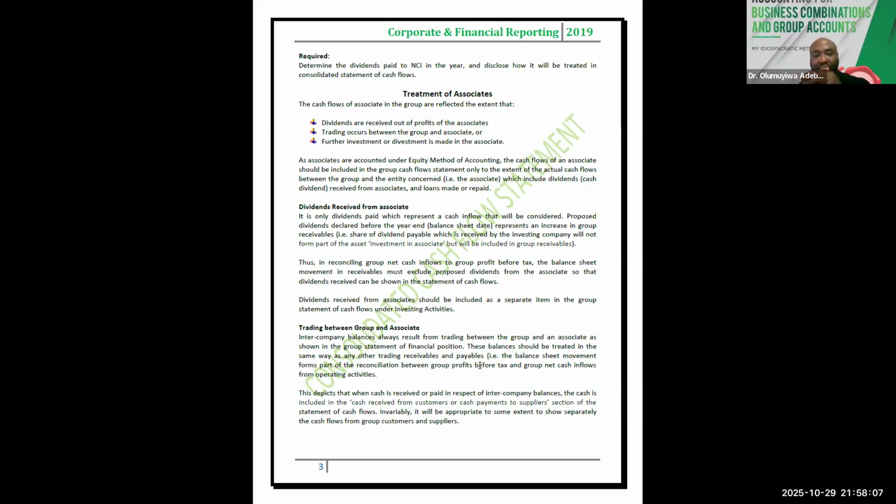Secondly, we'll look at situations where a transaction occurs between the parent or its subsidiary and an associate. Such transactions will include financial transactions that have significant cash implication, most especially loans between the associates and the member of the group. The cash flow implication of that will also have to be recognized and presented in the appropriate section or activity.